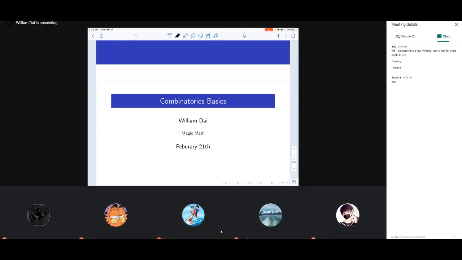Okay, so today we're going to be going over the basics of combinatorics. Combinatorics basically just means counting and probability.